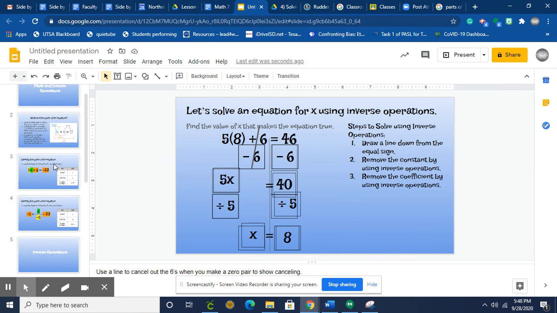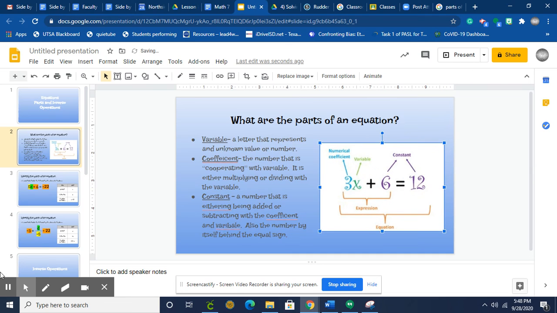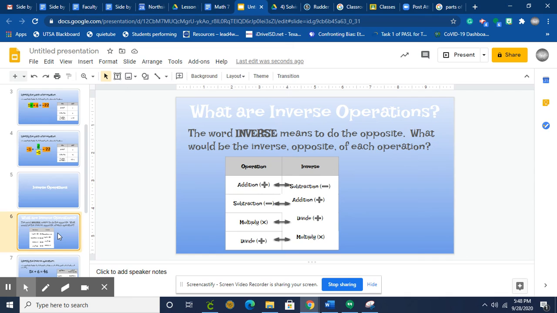So as a quick review of what we did. Vocabulary: we have a variable. We have a number that cooperates as the coefficient with the variable, so it can either be multiplication or division. And then we have a constant. What we need to do is determine what each of these is, because in order to understand the inverse operation steps, you need to understand what each part is.